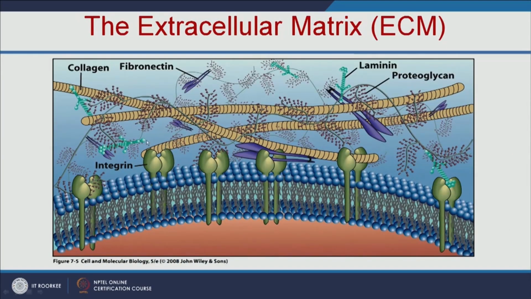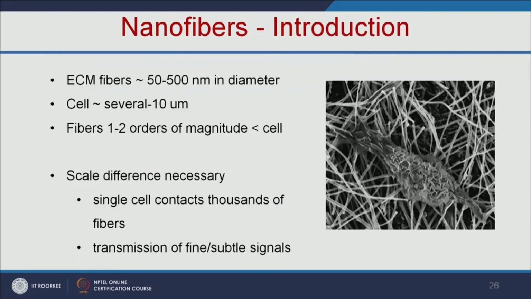So you can see here this is your extracellular matrix. Each tissue or organ has this kind of extracellular matrix. On top of the matrix all our cells attach and grow and form the tissue or organ. So when you use a nanofiber-based scaffold, it exactly mimics your extracellular matrix. Here you can see the extracellular fiber matrix is in the range of 50 to 500 nanometer diameter, while the cell size is between 10 to 100 micrometer. This is a scanning electron microscope picture. The single cell can bind to thousands of nanofibers, so the transmission of fine signals can be easily achieved.